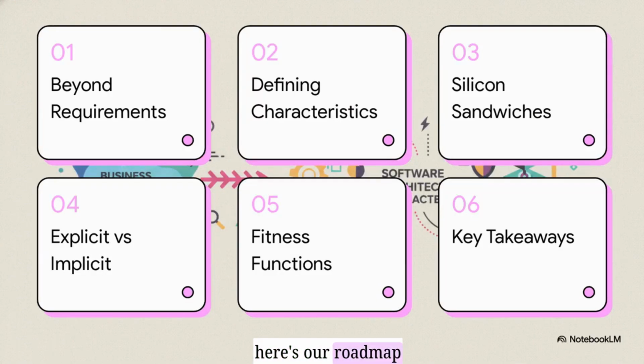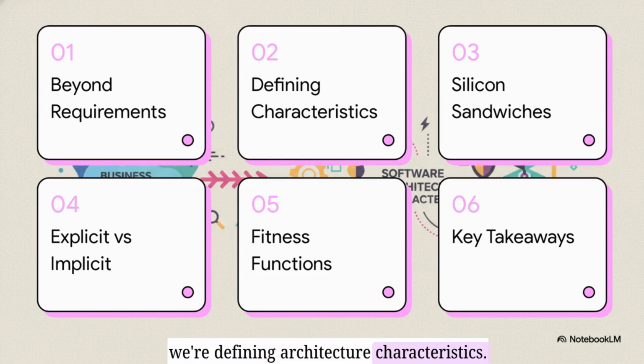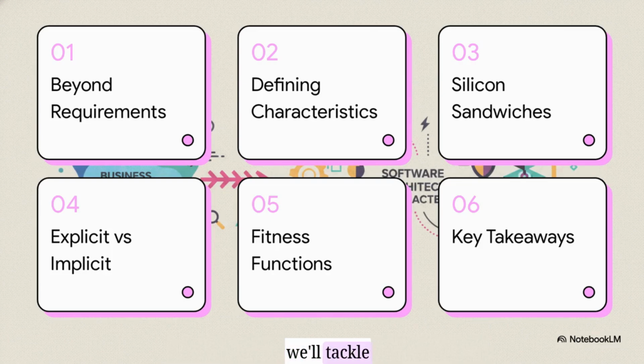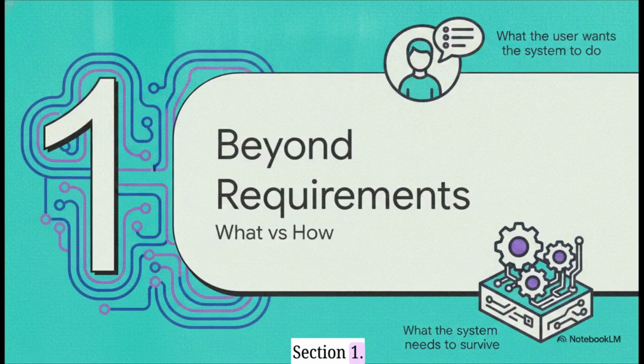Okay, here's our roadmap for this explainer. First, we'll look at moving beyond business requirements. Then, we're defining architecture characteristics. After that, we'll tackle the silicon sandwiches kata, explore explicit versus implicit characteristics, see how to protect our systems with fitness functions, and wrap up with some key architectural takeaways. Let's dive in. Section 1.